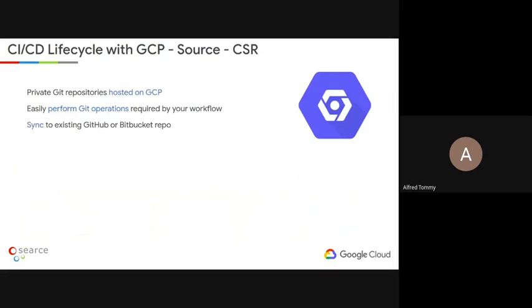So basically, you always have the option of using your own repositories on GitHub or GitLab or Bitbucket or whatever third-party tool you might be comfortable with. But if you want to go for a native solution that's well integrated with GCP services, then CSR is a great option. As Ignacio mentioned earlier, it basically provides you essentially unlimited private Git repositories that you can host. You can perform any Git operations that are required by your workflow. And of course, it has the ability to sync with existing GitHub or Bitbucket repositories.